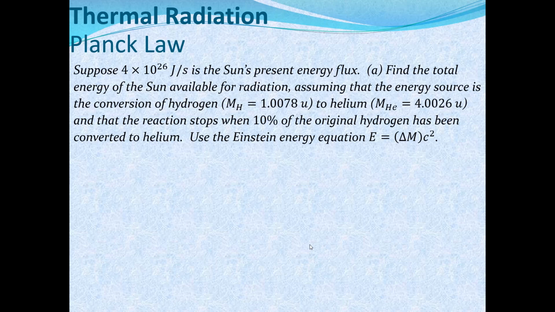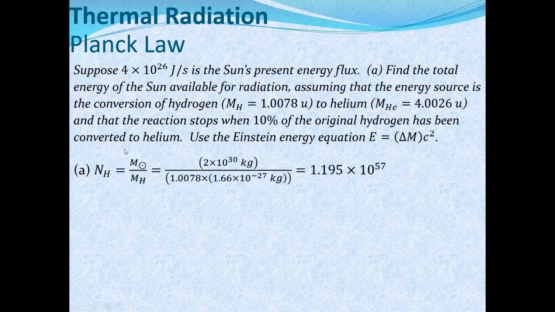All right, so again, we're taking the whole idea of thermal radiation and taking it one step further, relating it to the fact that the sun is converting energy from hydrogen into helium. And they say that the reaction is going to stop when 10% of whatever the original hydrogen is turned into helium. And they give us the Einstein energy equation here, that the difference in the mass is going to give us the energy available to the sun.